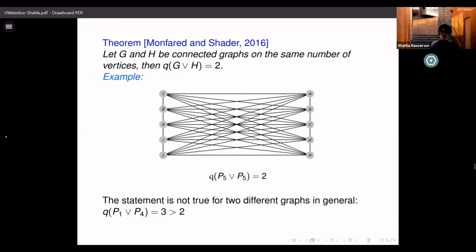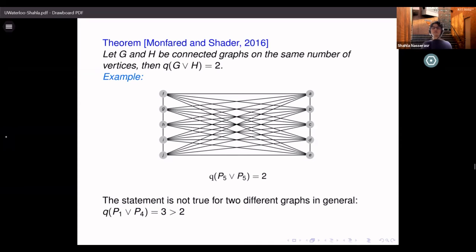But then the next result, which is here, is really interesting because it says, so let me mention the statement first. What it says is that if you take two connected graphs that have the same number of vertices, and if you join them, then regardless of what they were from the beginning, Q of the join simply drops to 2. And by join, I mean connect all the vertices of the first graph to all the vertices of the second graph.